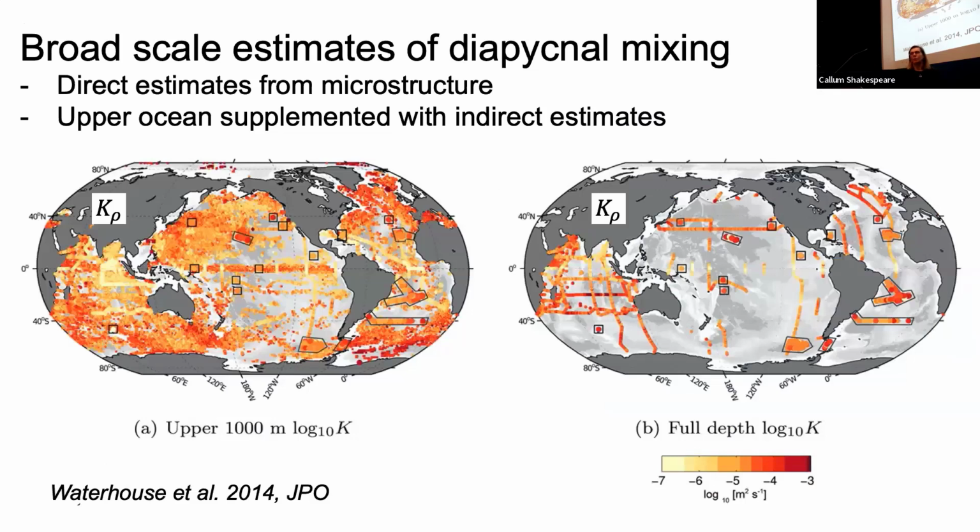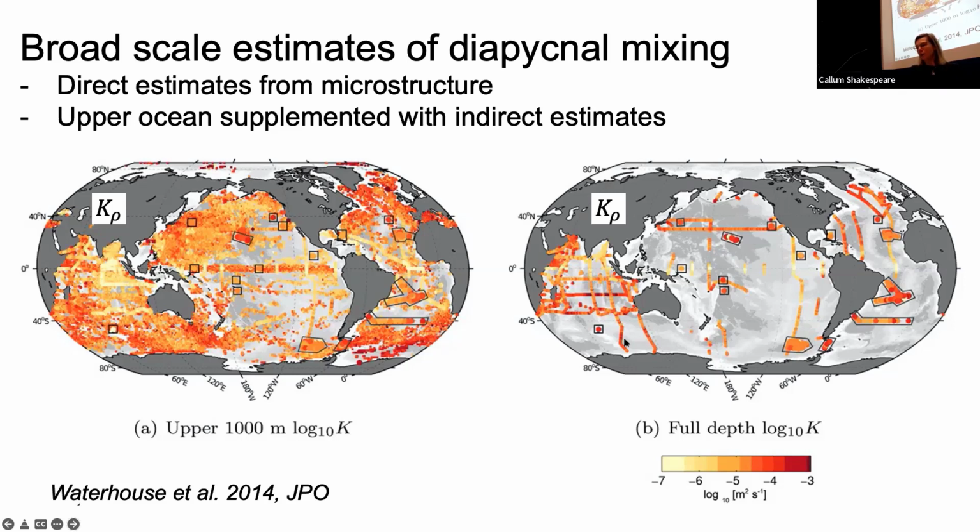So we have some understanding of the broad scale spatial structure of mixing in the ocean. And this study by Amy Waterhouse compiled all of the global data sets of microstructure. And in the upper ocean, above 1,000 metres, they supplemented that with high quality indirect estimates to get this map on the left of diapycnal diffusivity. And you can see that while there are some well-covered regions in this average picture, there are a lot of places where there's no information.